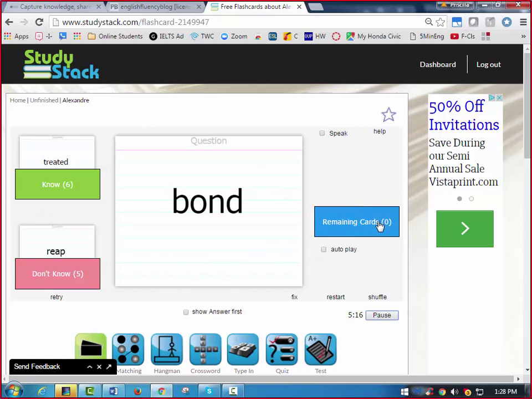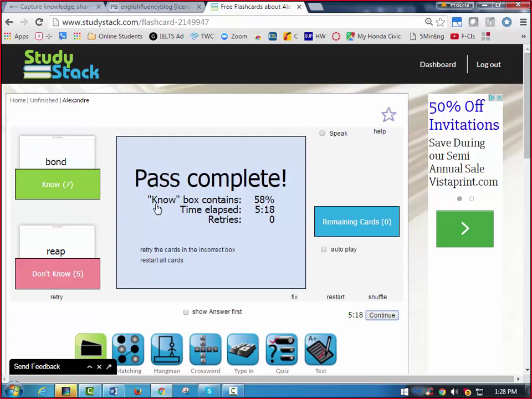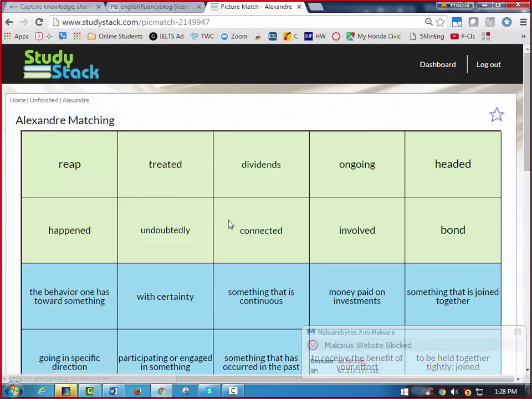And he has one card left, which is Bond. And let's say he knew the name. He knew that one. So here it tells you the percentage that you have in the words that you know, and how long it took you to get there. The next thing, what I like about this is that you get to do matching activities.